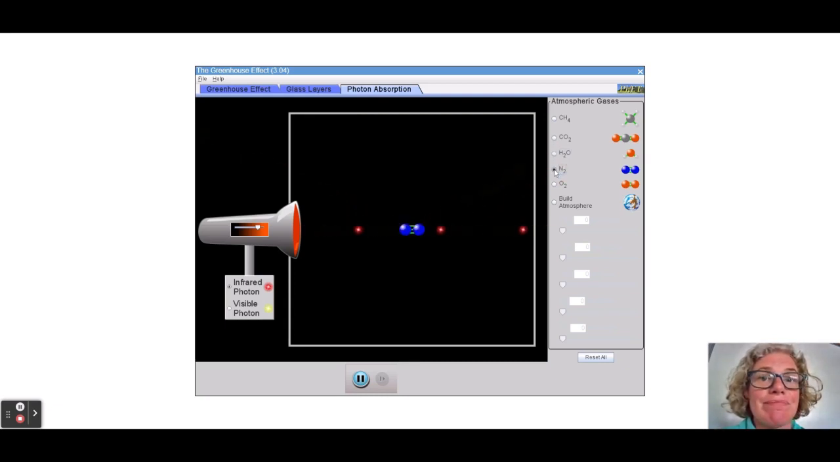Okay, nitrogen doesn't really get impacted, even though the majority of our atmosphere is nitrogen. It doesn't really get affected by the infrared photons. Same thing with oxygen, which makes up roughly 20% of our atmosphere. So when you learn about the greenhouse gases, the ones that interact with these infrared photons are the ones that we are concerned about.